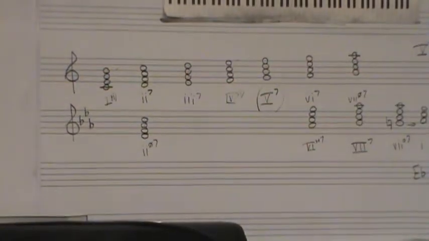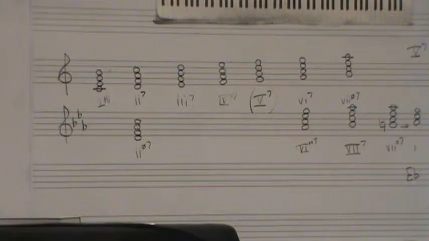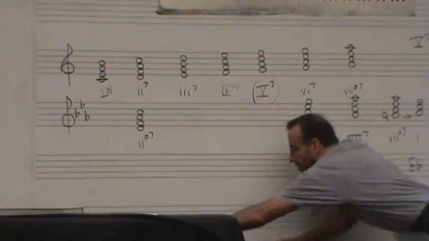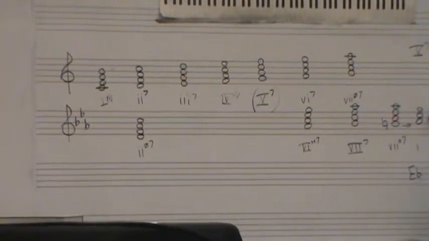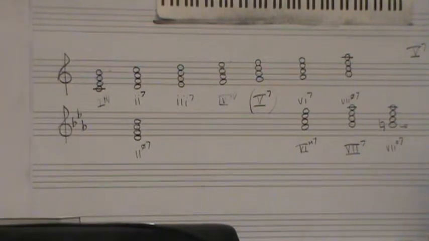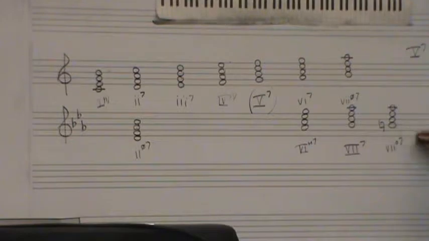Also, within the fully diminished seventh chord, there are 2 tritones, right? There's the B to F, and there's the D to A flat.